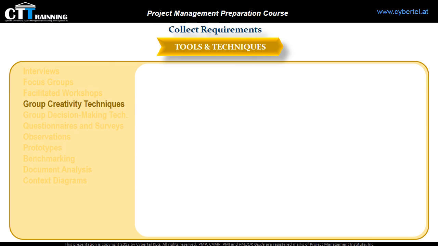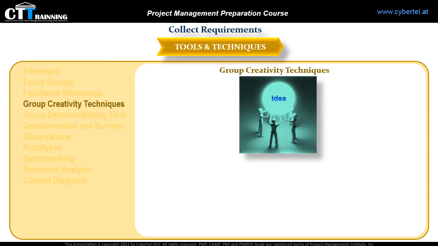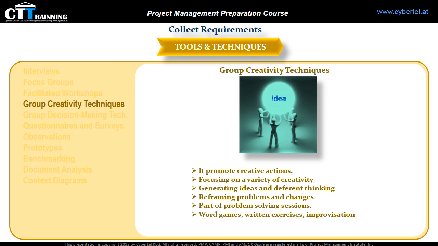The fourth technique to use in conducting the process of collecting requirements is group creativity techniques. Those also are used to identify project and product requirements. Those techniques promote creative actions. They focus on a variety of creativity. They include techniques for generating ideas and different thinking. They include also methods for reframing problems and changes. Therefore, they can be used as a part of problem-solving sessions. These methods include word games, written exercises, and different types of improvisations.